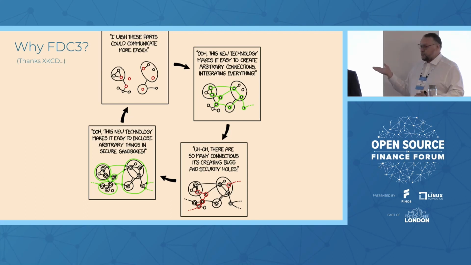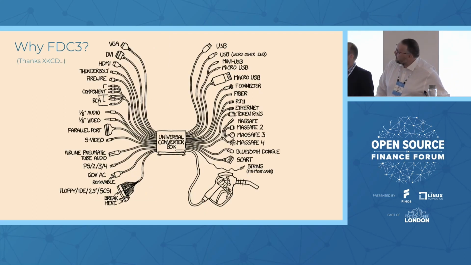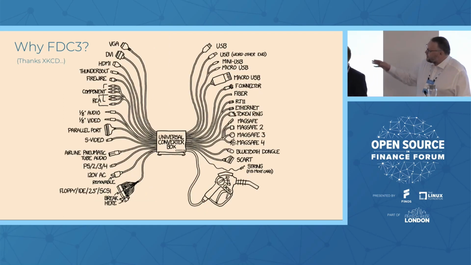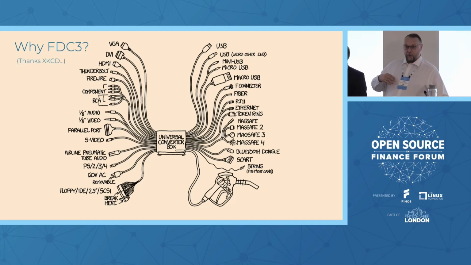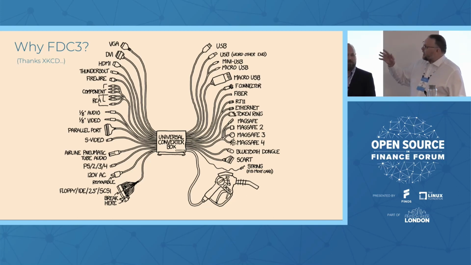But in preparing for this talk, I've now found a different XKCD comic, which is now my favorite way to describe FDC3, and it's this one, right? So this is the universal converter box, for all. And this reminds me so much of the finance industry, right? Because we've got the buy side, we've got the sell side, we've got all of the vendors, and everybody is doing things in different ways, right? And what we hear from everyone is we want a universal converter box so that we can bring all of these things together, right?